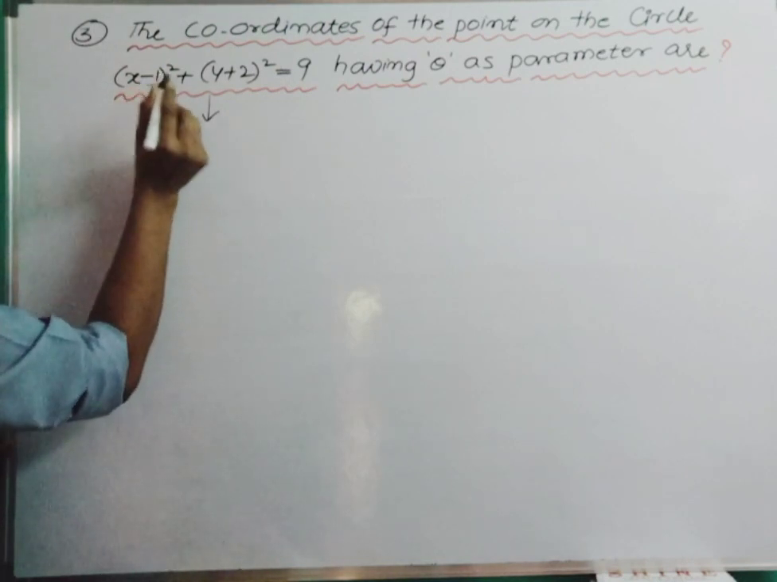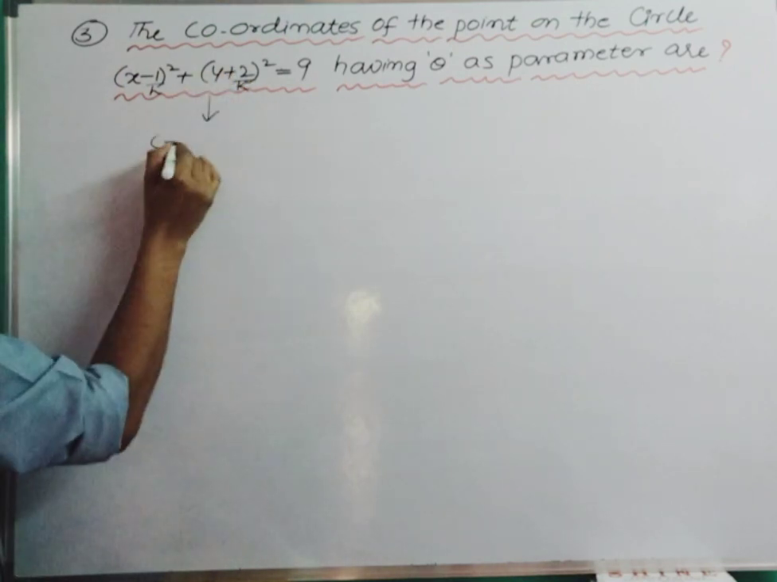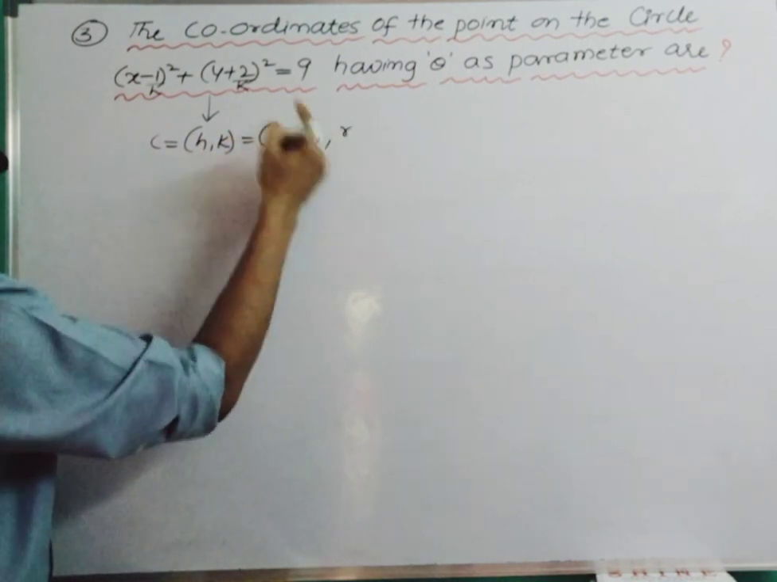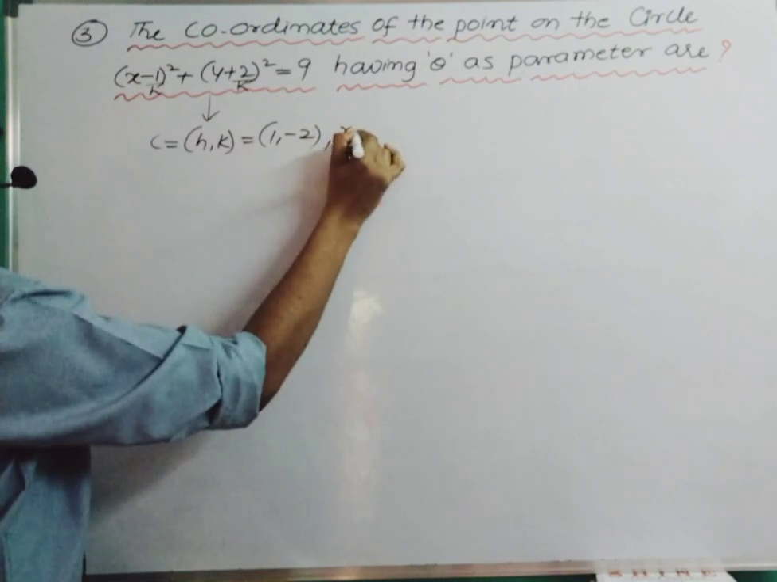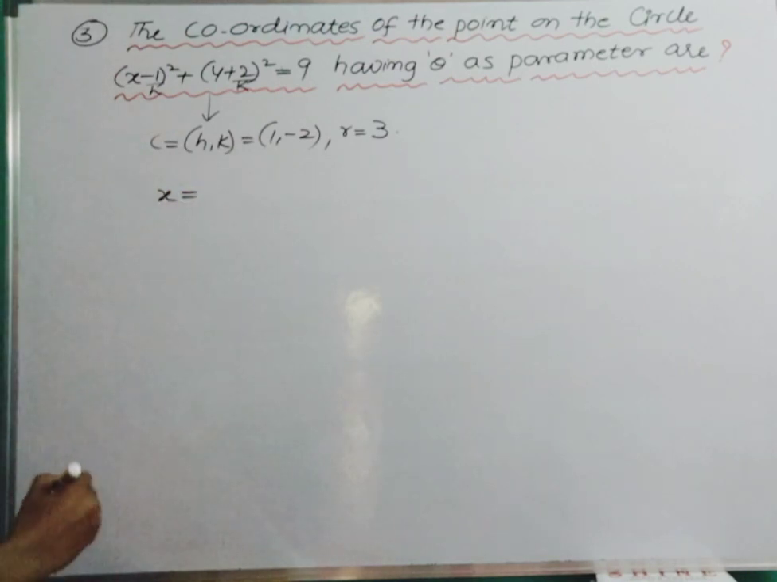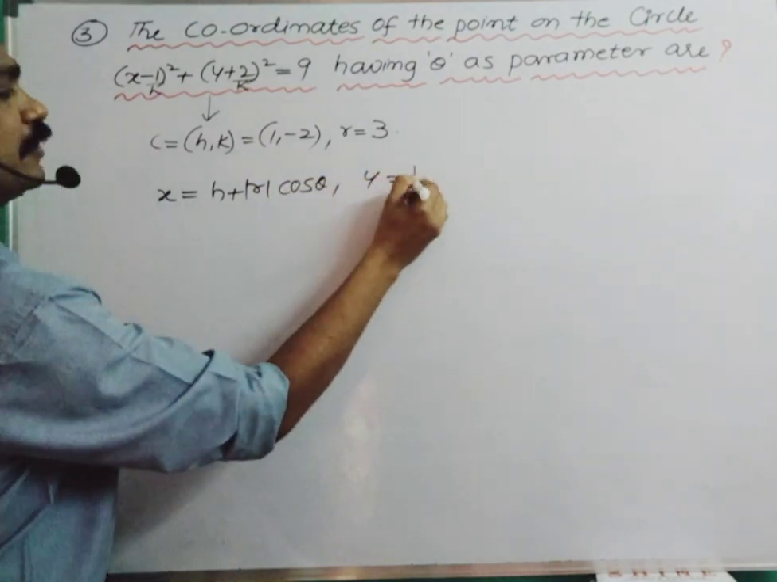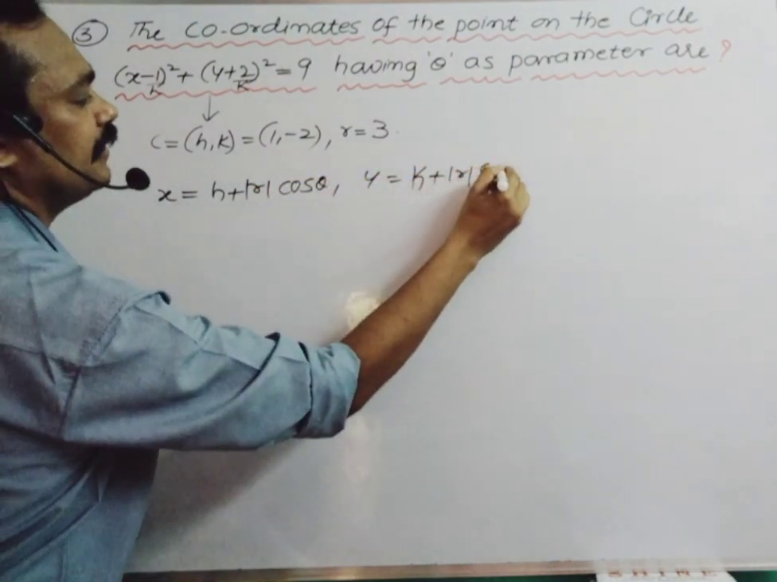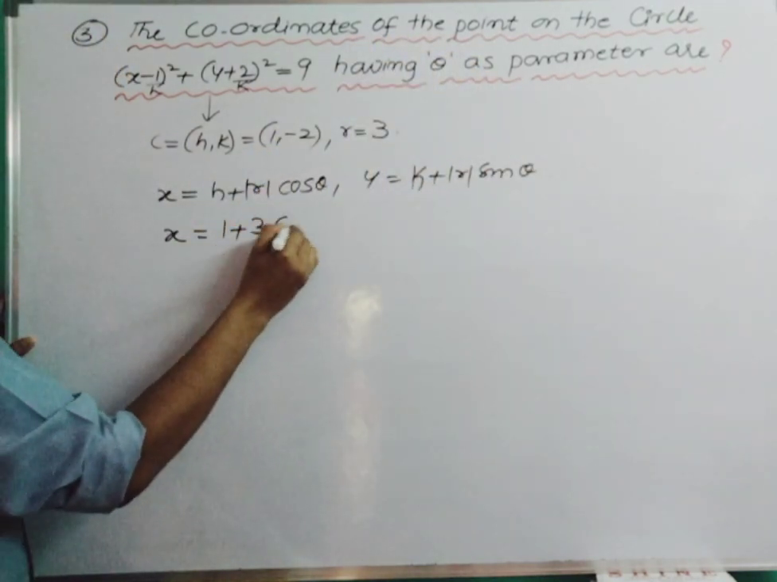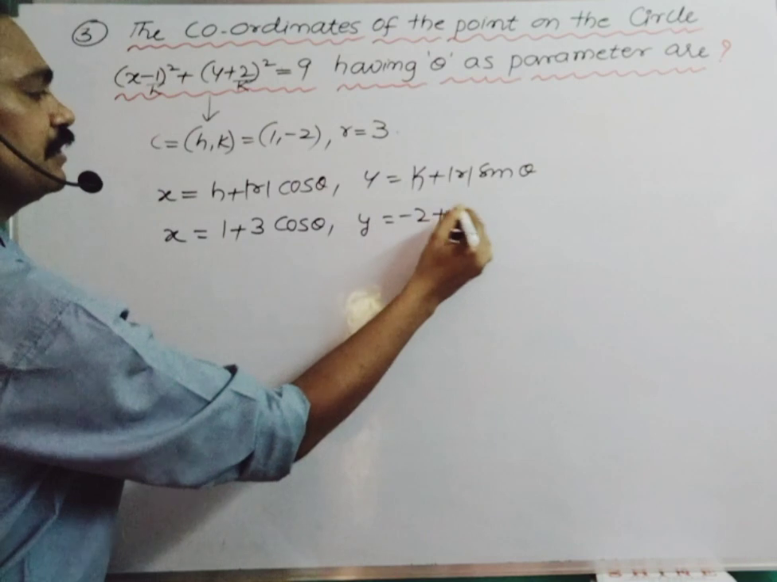This is x minus h. This has to write minus half minus 2. So k value is minus 2. So h comma k, that is 1 comma minus 2. And r square is 9. R is 3. Okay. So parametric equations representing a point on the circle, right? So x equals h plus r cos theta and y equals k plus r sin theta. Very simple. x equals h is 1 plus radius is 3 cos theta, and y equals k is minus 2 plus 3 sin theta.